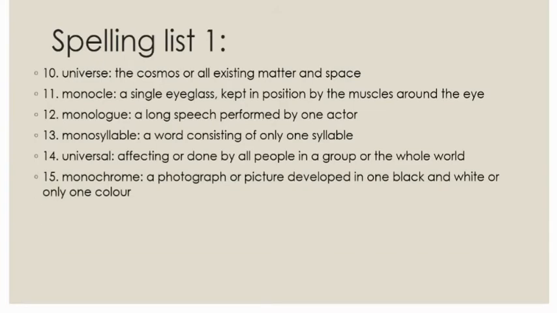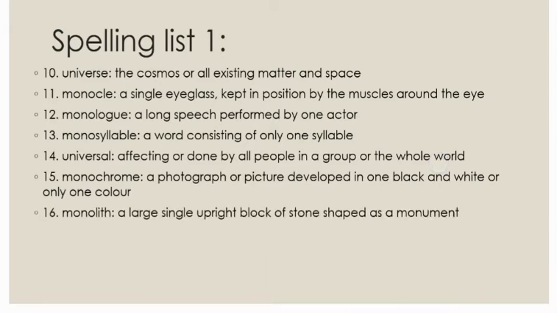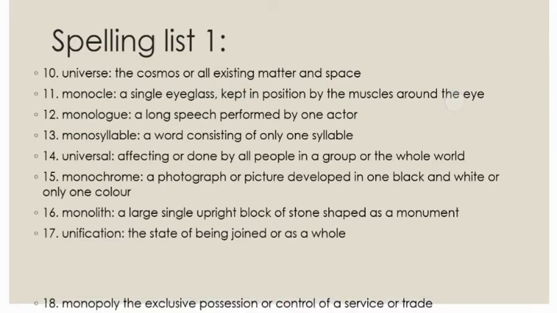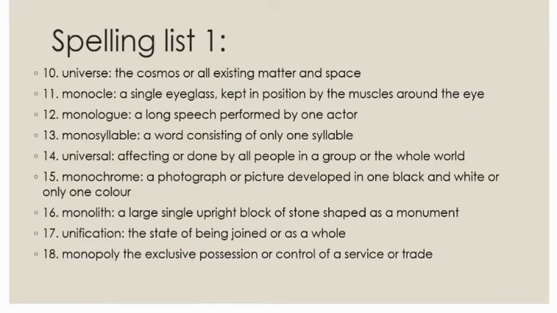15, monochrome. A photograph or picture developed in one color, black and white, or only one color. 16, monolith. A large single upright block of stone shaped as a monument. 17, unification. The state of being joined or as a whole. And our last word, monopoly. The exclusive possession or control of a service or trade.